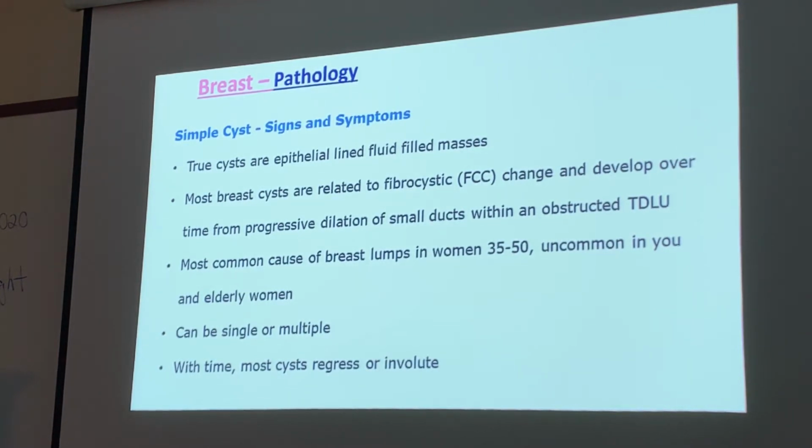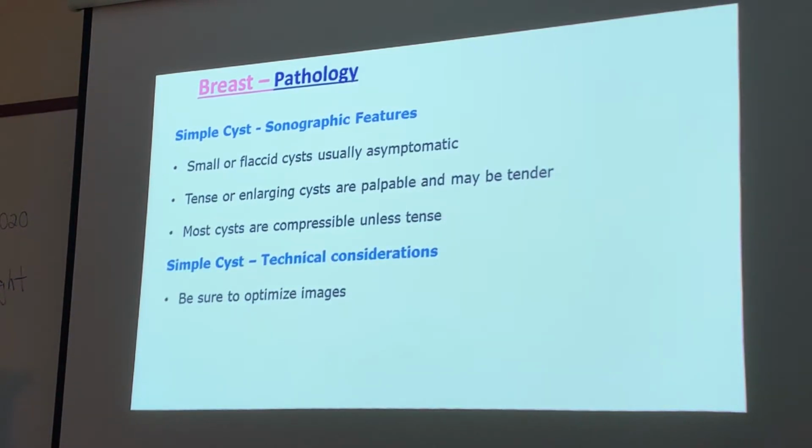Right. So, some simple cyst signs and symptoms. Sonographic features: smaller flaccid cysts are usually asymptomatic, meaning that you don't know that they're there. Tense or enlarging cysts are palpable and may be tender, and most cysts are compressible unless they're tense. Meaning you can squeeze them, and you can feel them not have much resistance against you. Okay?